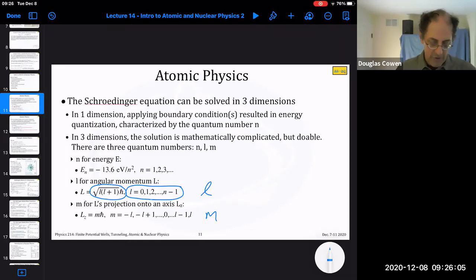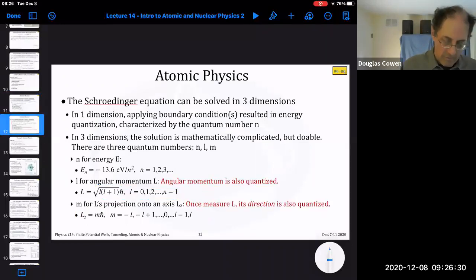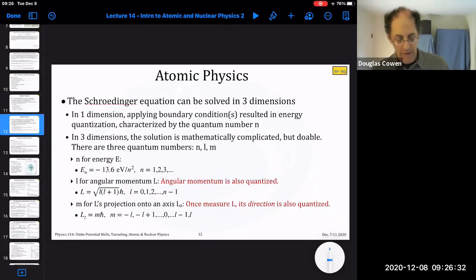And then the solution of the 3-dimensional Schrodinger equation also tells you that the projection of this angular momentum L has particular values, namely integers from minus l up to plus l, labeled m, times h bar. So the 2 things that we now have are that in addition to energy being quantized, we now also see that angular momentum is quantized.